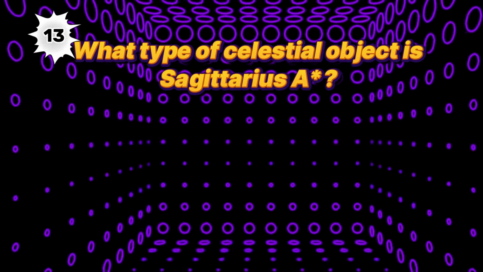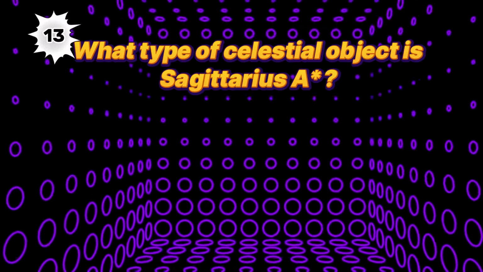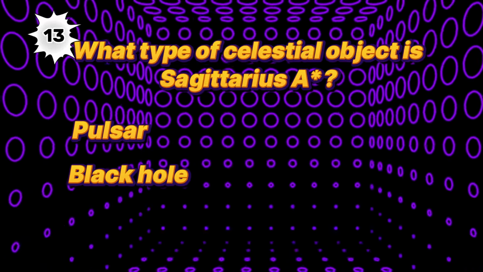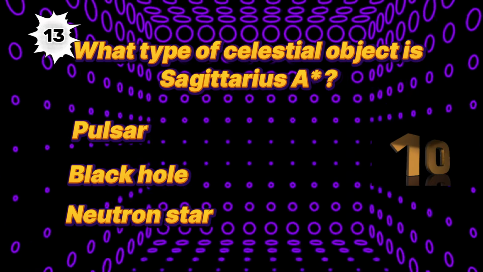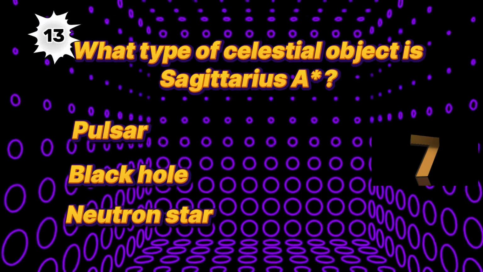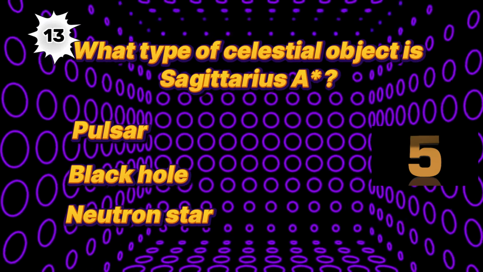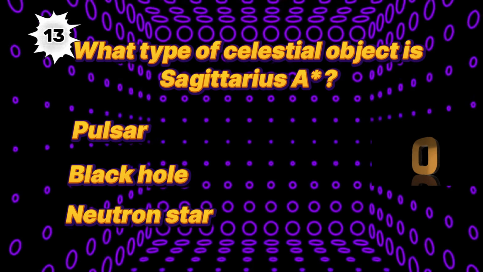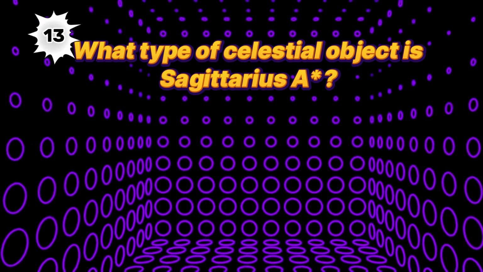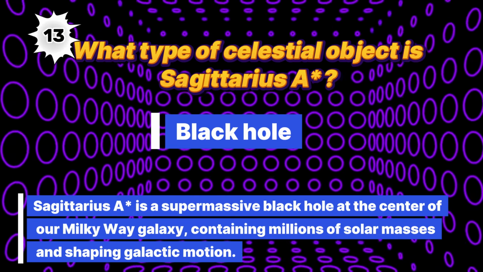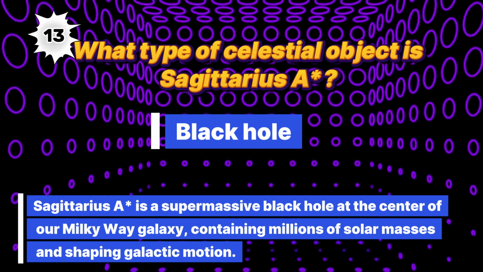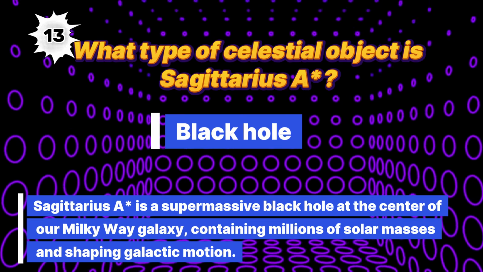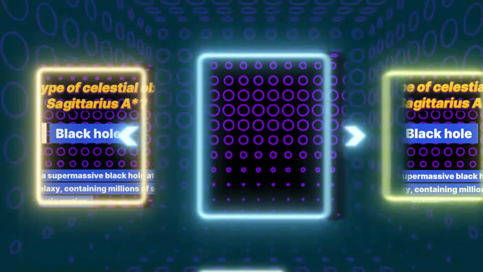Let's finish with astronomy. What type of celestial object is Sagittarius A*? What's your final guess? Pulsar, black hole, or neutron star? And the mysterious object is a black hole. Sagittarius A* is a supermassive black hole at the center of our Milky Way galaxy, containing millions of solar masses and shaping galactic motion.